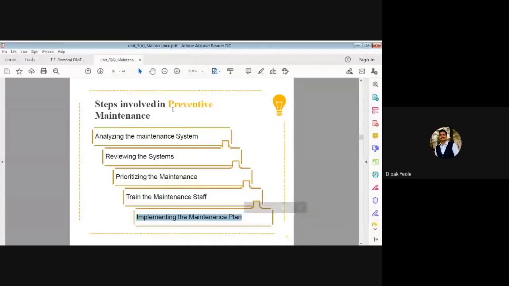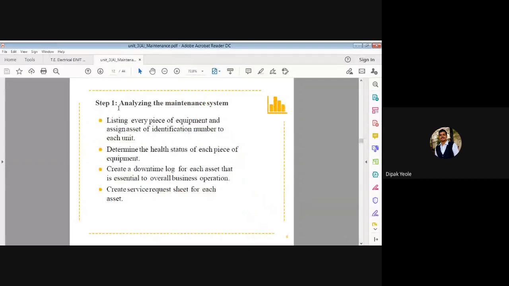Now, what is the first step? We have to analyze the maintenance system. In this, we have to do listing. What do we have to list? Every piece of equipment, and assign a set of identification numbers to each unit. Determine the health status of each piece. Create a downtime log for each asset that is essential to overall business operation, and create a service request sheet for each asset.